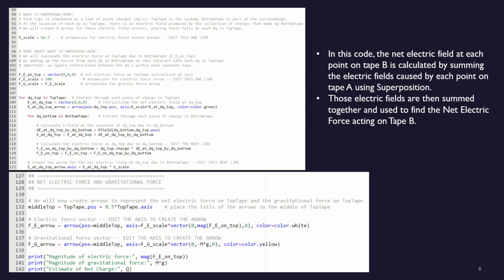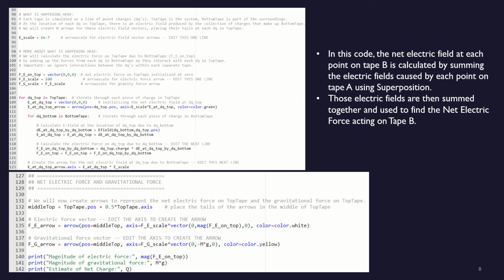The GlowScript code depicted here calculates the electric field caused by all of tape A's points at each individual point on tape B using Coulomb's law, summing together the 10 individual electric fields at one point and assigning a green arrow that points in the same direction as the net electric field. Once that is done 10 times, one for each point on tape B, those electric fields are again summed together and used to calculate the net electric force acting on tape B.